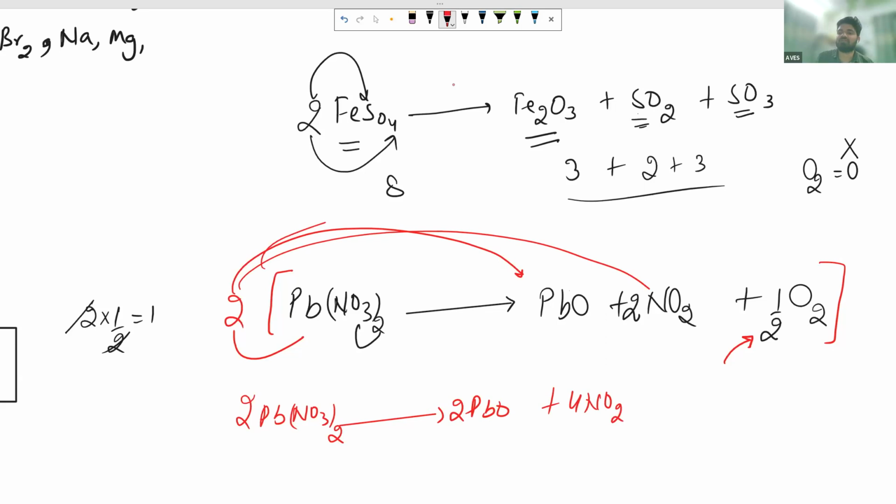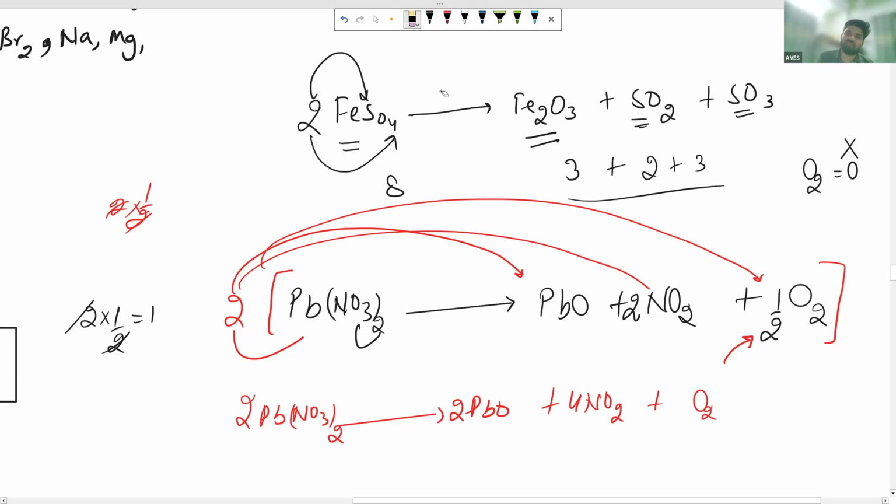When you multiply this one, what will you get? You will get only half. Half O2 multiplied by 2, it will cancel, and you write 1 O2 or just O2. Okay, now this equation is balanced. You can check here.